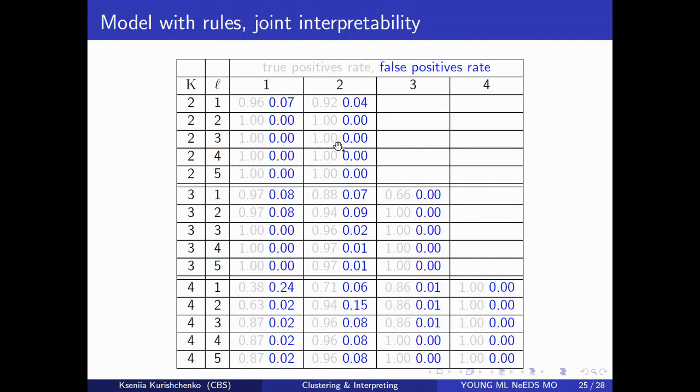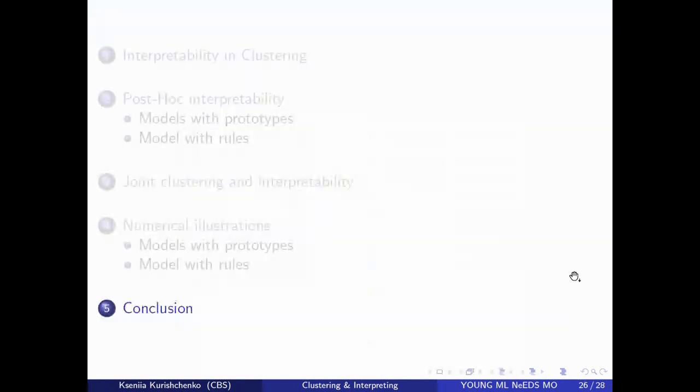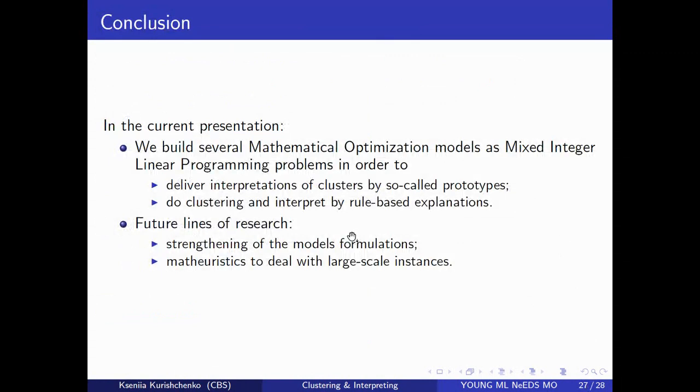Yeah, thank you. So yes, as you can see, there is a difference with previous results. Here, when we do clustering, we can adjust clusters in order to have better explanation, and it's shown here. Okay, so those were my results for the model with rules, and I introduced several models with prototype-based explanations and with rule-based explanations, where for rule-based explanations, we can do clustering simultaneously with interpretability.